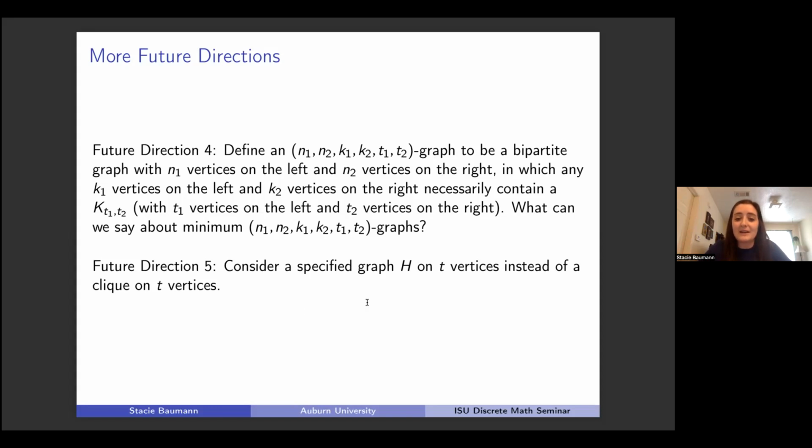And then the final future direction, I think I've given this talk a few times and everyone always asks me this one, so I put it in here this time. Instead of considering the complete graph on t vertices, you could pick any graph you want on t vertices. So you could define a graph as N, K, H, and say every graph on N vertices in which every set of K vertices induces some copy of H.